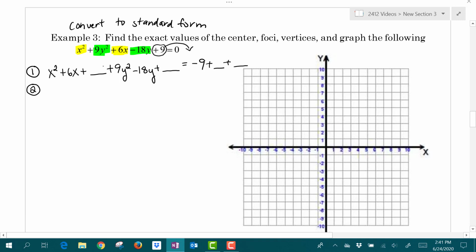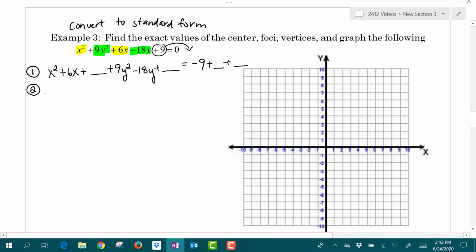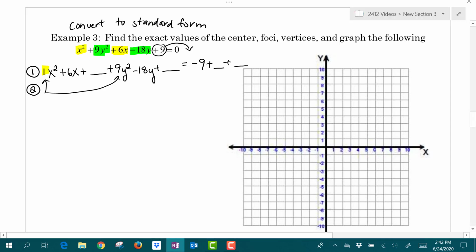Alright, so step 2. This is a little bit different from the parabolas, so we have to be careful here. We want to make sure that the number in front of the squared terms is a positive 1. Right now, that's a positive 1, right? That's an implied 1. This is a positive 9. So the number in front of x squared and y squared has to be a positive 1.